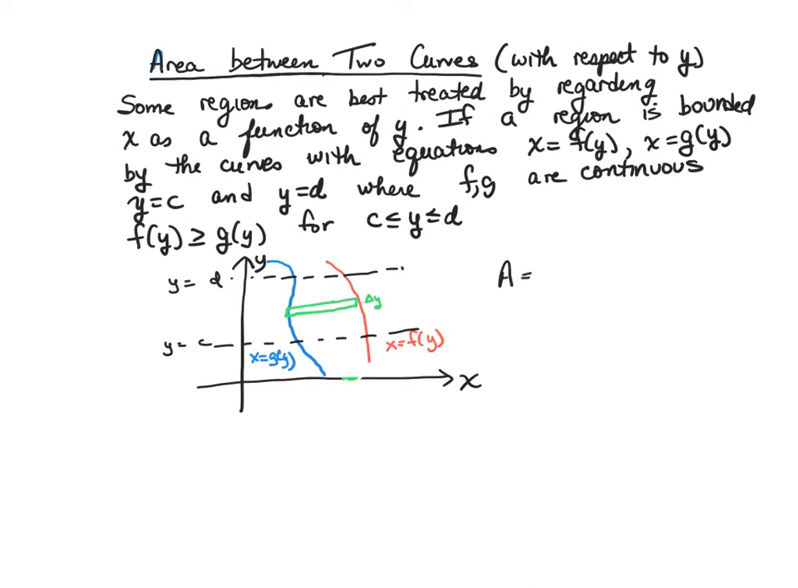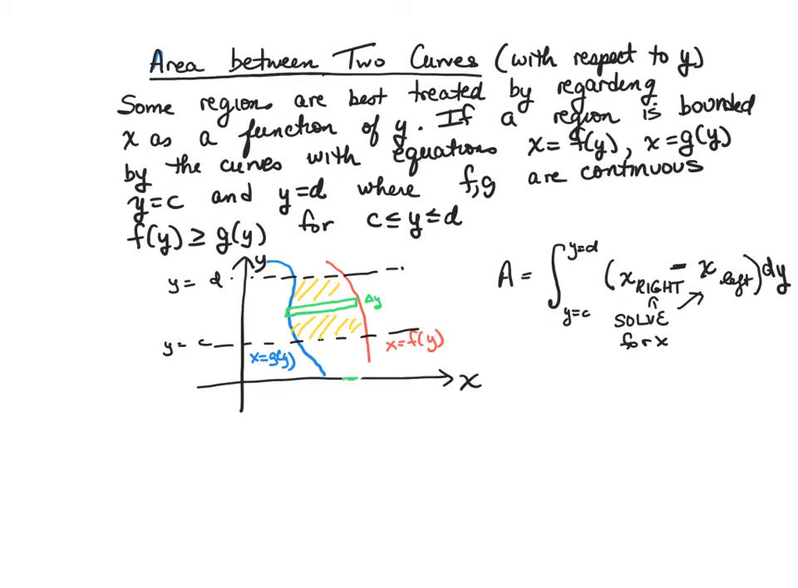bounded between these two curves is the definite integral from y equals c to y equals d of the function on the right, but we have to solve for x, minus the function on the left. And again, we solve for x. And we integrate with respect to y. And that is the idea.